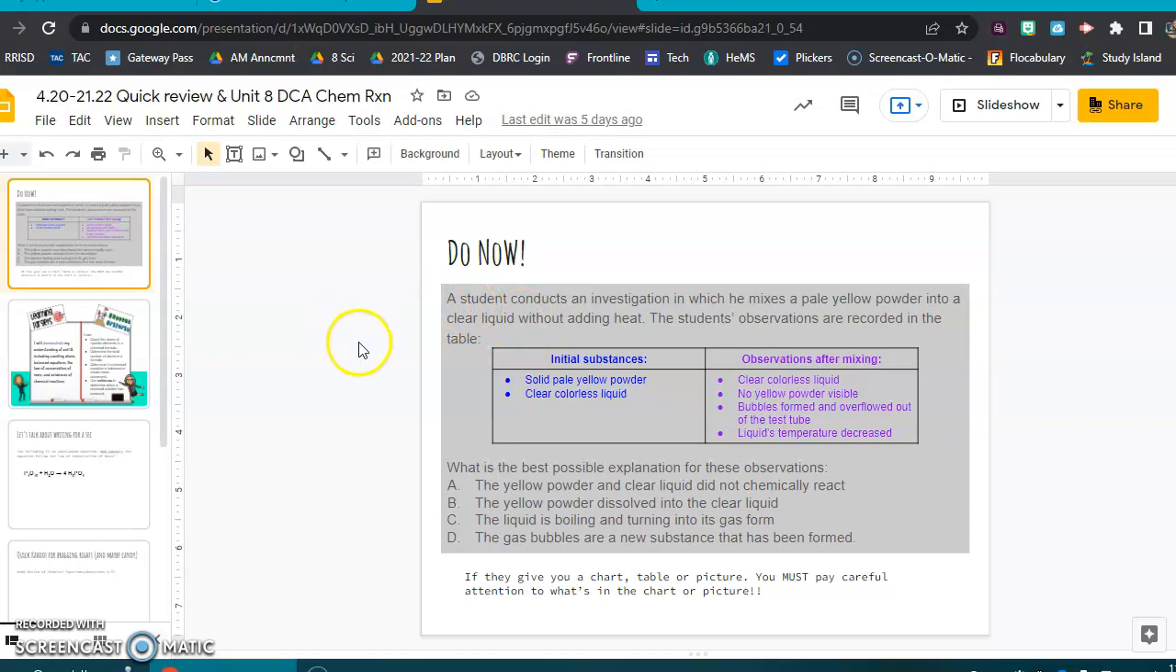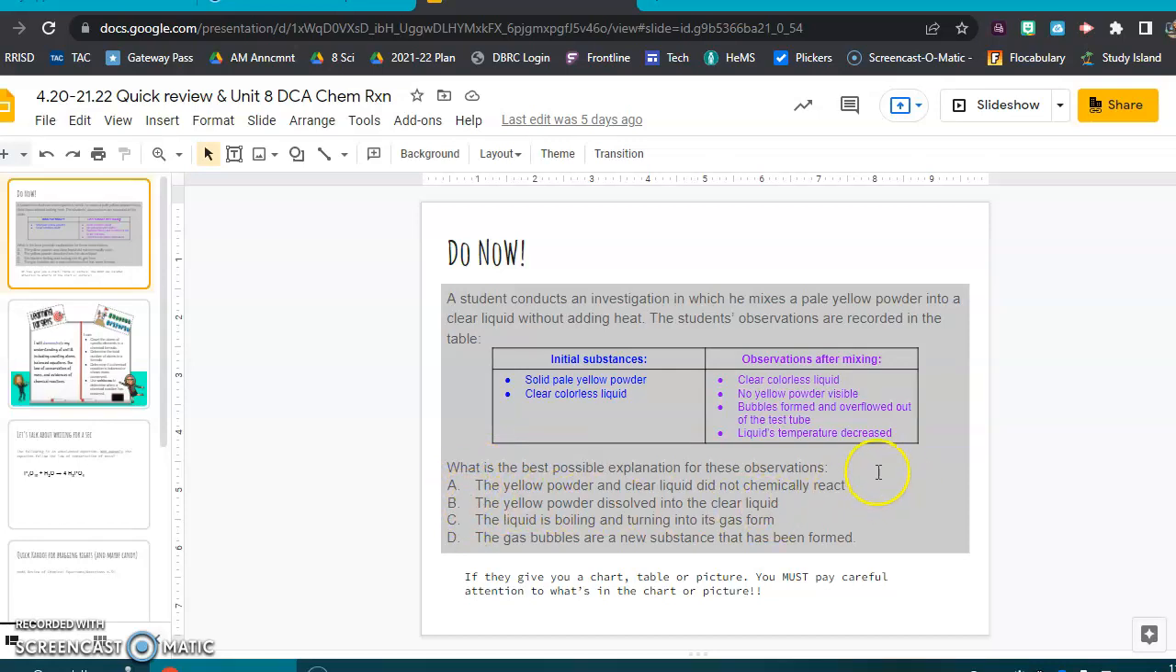A student conducts an investigation in which he mixes a pale yellow powder into a clear liquid without adding heat. The observations are recorded. So we have pale yellow powder, clear liquid. We have clear liquid, no powder visible, bubbles formed and overflowed, and the liquid's temperature decreased. And we said without adding heat. So which is the best possible explanation?